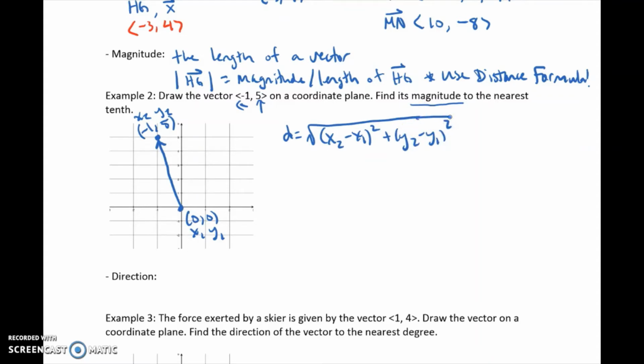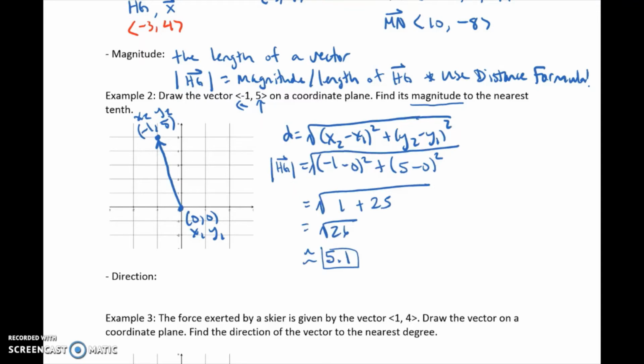I'd like you to go ahead and round to the nearest tenth. So go ahead and finish that off for me, please. Let's go ahead and check your work. Hopefully you got square root 26, which is also approximately 5.1 rounded to the nearest tenth.